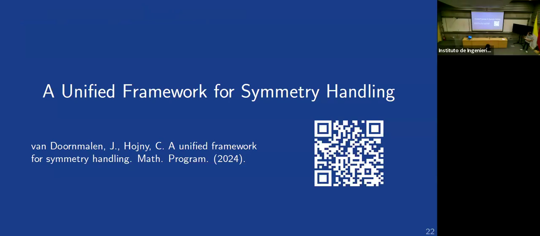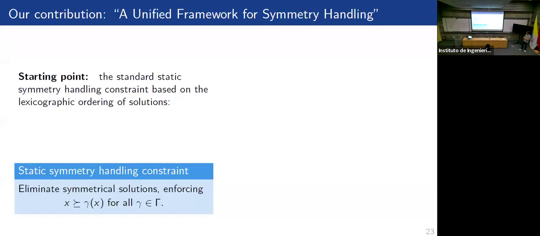So I would like to talk about the unified framework for symmetry handling, which is a paper that I have together with Christopher. Basically, what we are going to show is that these traditional methods that we have seen, that were for binary variables, are actually part of a family of symmetry handling methods. And that allows us to combine symmetry handling methods, and to use them in a more generic context.